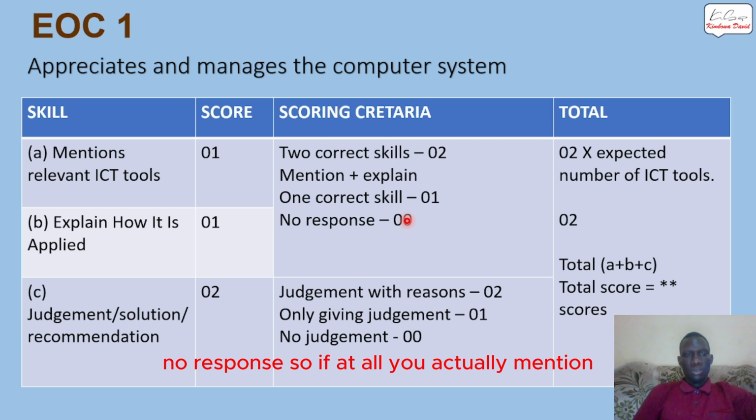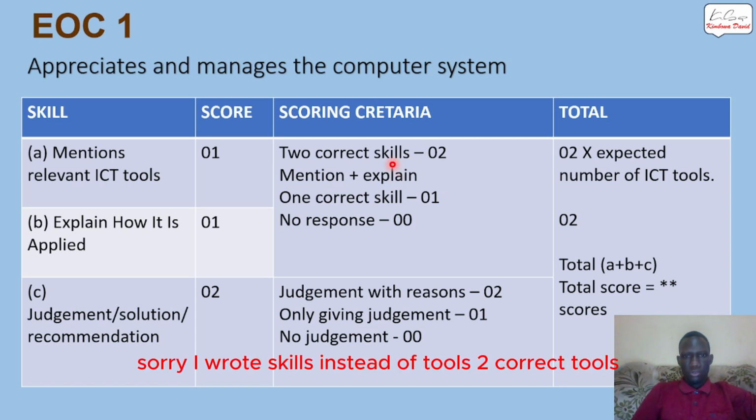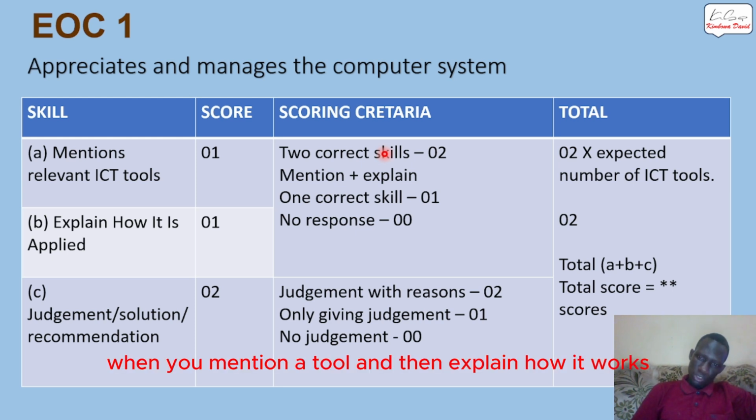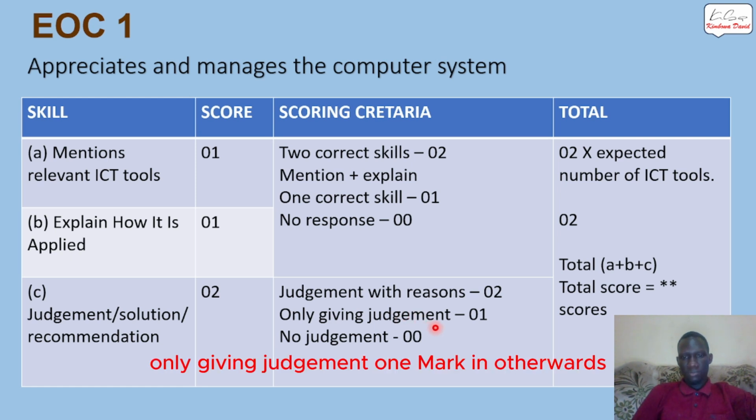So if at all you actually mention 2 tools, sorry, I wrote skills instead of tools, 2 correct tools. When you mention a tool and then explain how it works, you get 2 marks. 1 correct tool, 1 mark, and no response, 0. Judgment with reason, 2 marks. Only giving judgment, 1 mark.